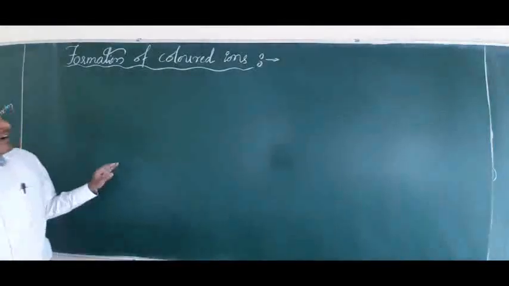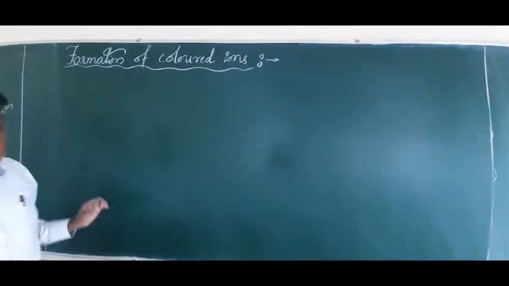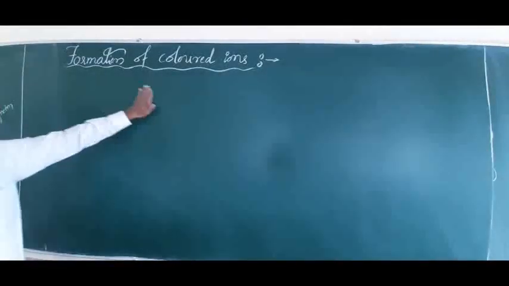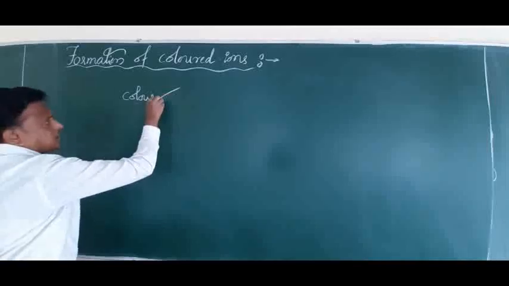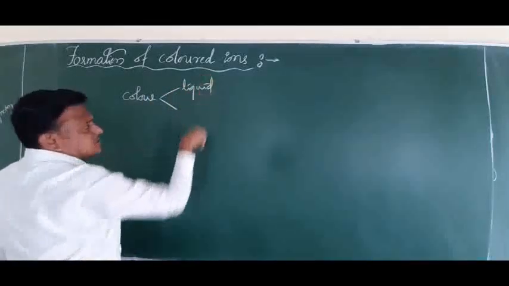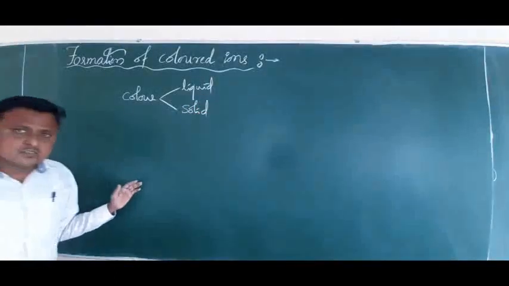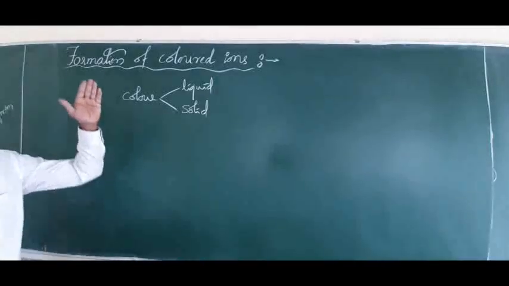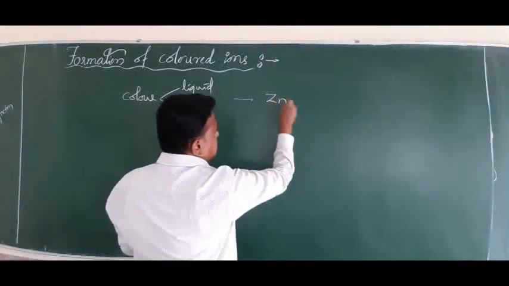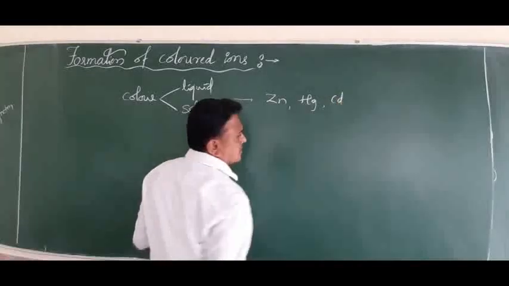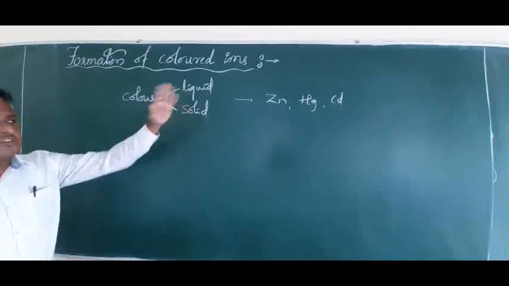Welcome to everyone. Today we move on to the next part of D block elements, the formation of colored ions. Dear friends, keep in your mind that transition metals are always colored, either in liquid, meaning aqueous form, or in a solid form, except some metals like zinc, mercury and cadmium. They show a maximum variation of colors.